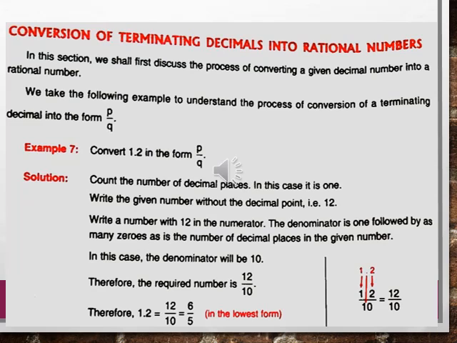Why is it 10? Because the decimal place is 1, and therefore one 0. If the places are 2, we will write 2 zeros. Then 12 upon 10 is the rational number. Then we will see if this number is divisible further. If it is, we have to simplify and write it in lowest form. If it is not, we will leave the number as it is. So 12 and 10 are divisible by 2. 2 sixes are 12 and 2 fives are 10. So it is 6 upon 5.